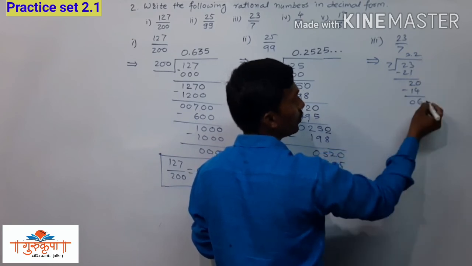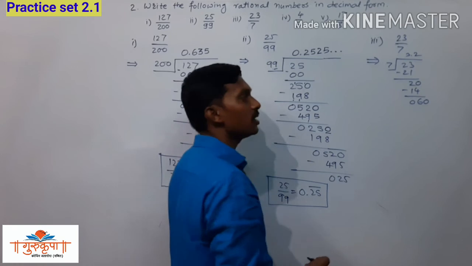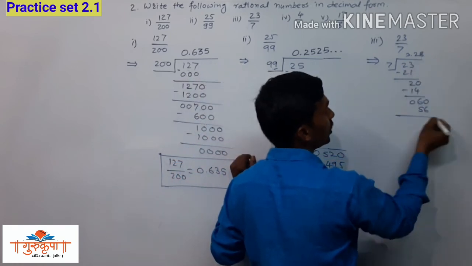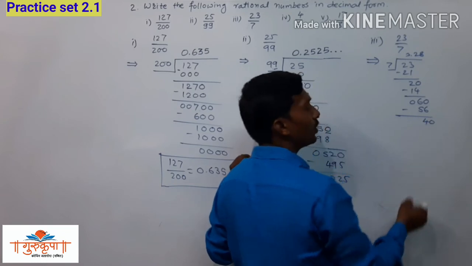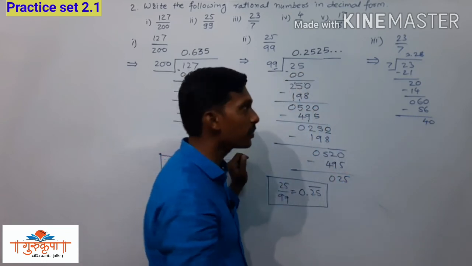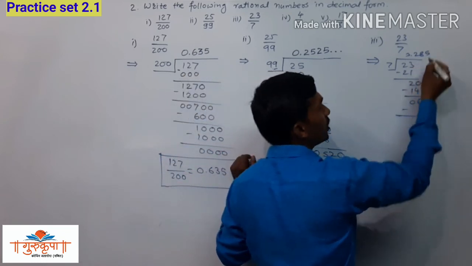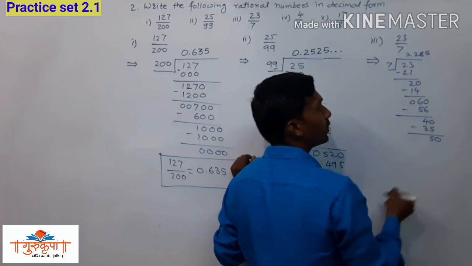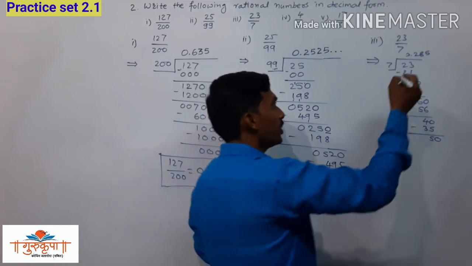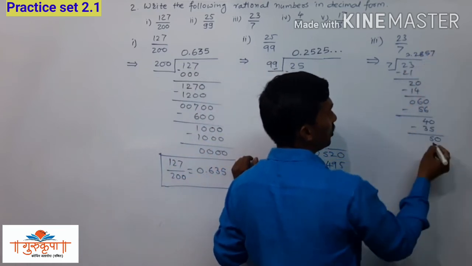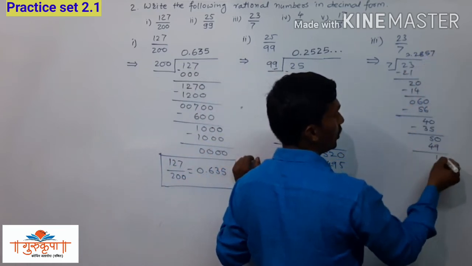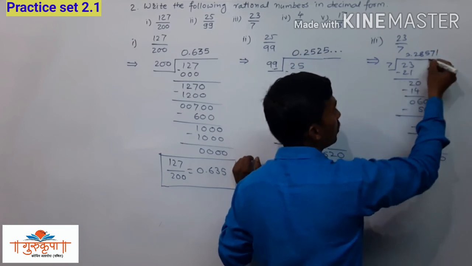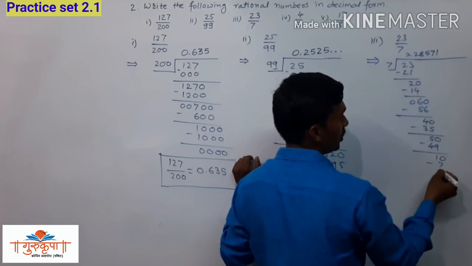Now we have to put one more 0 there. It is 60. 7 8s are 56. Now 4 is remaining there. Now we have to put one more 0 there. Now we have 40. 7 5s are 35. Now 5 is remaining there. Now we have 50. Now 7 7s are 49. This 1 is remaining there, so we have 10 here. Now 7 1s are 7. This 3 is remaining there.